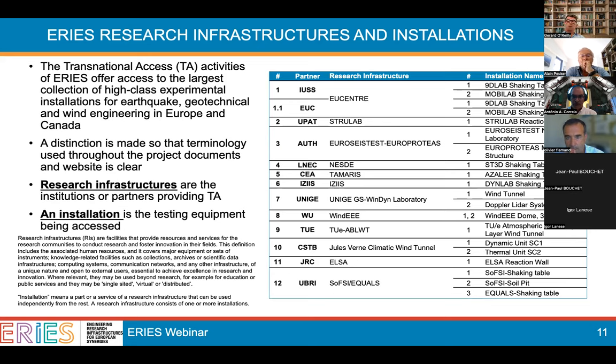If we're going to follow the European Commission's terminology or naming system on this, essentially a research infrastructure would be one of the partners we have here. So for example, I'm sitting in the EU Center building right now. This would be an infrastructure. If we look at the table on the right-hand side here, this would be the research infrastructures that we're participating with as part of this project. But within this research infrastructure, we may have different laboratories, so we have different testing equipment. Right now in this project, we're currently offering two different testing equipment, so two different installations is what they're called. So if you see this terminology throughout the project or these slides, this is essentially what we're referring to.